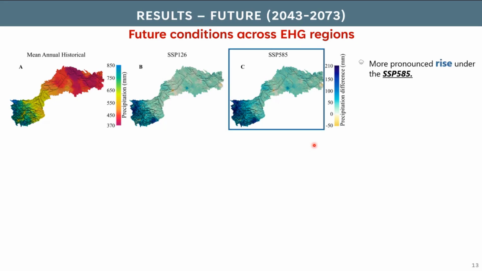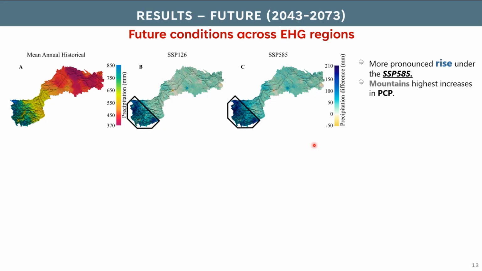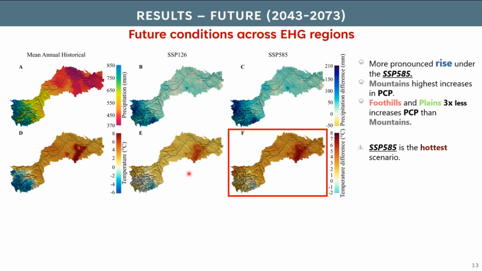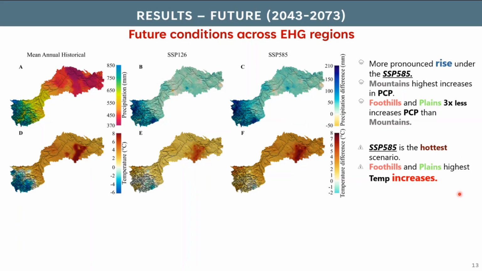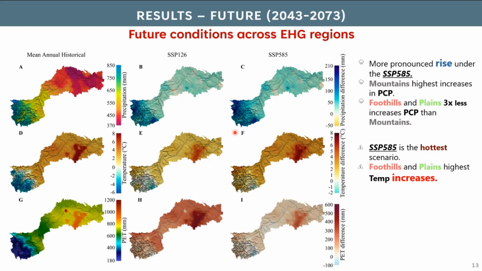For precipitation, we found that a more pronounced rise is projected under the SSP 585 scenario. In addition, in the mountains a more pronounced increase in precipitation is projected, while in the plains and foothills around 3 times less increase in precipitation is expected than in the mountains. Regarding temperature, we found that the hottest scenario is SSP 585. In addition, the foothills and plains have the highest temperature increases. And overall, the potential evapotranspiration is projected to increase across the North Saskatchewan River Basin, across all the ecohydrological regions.